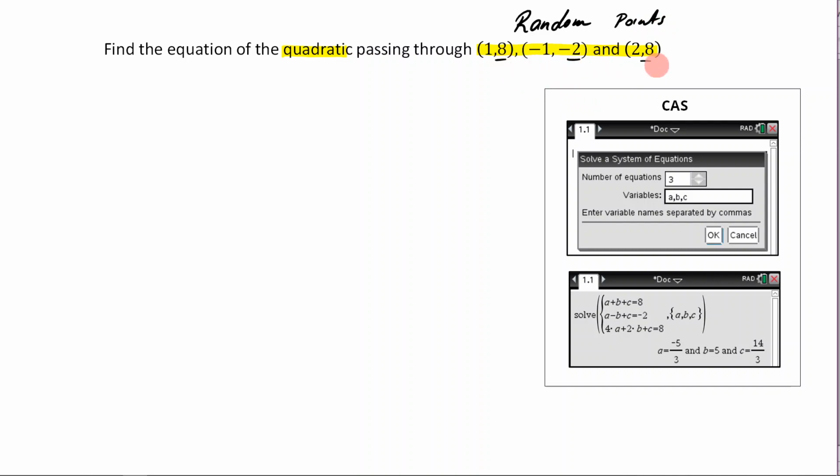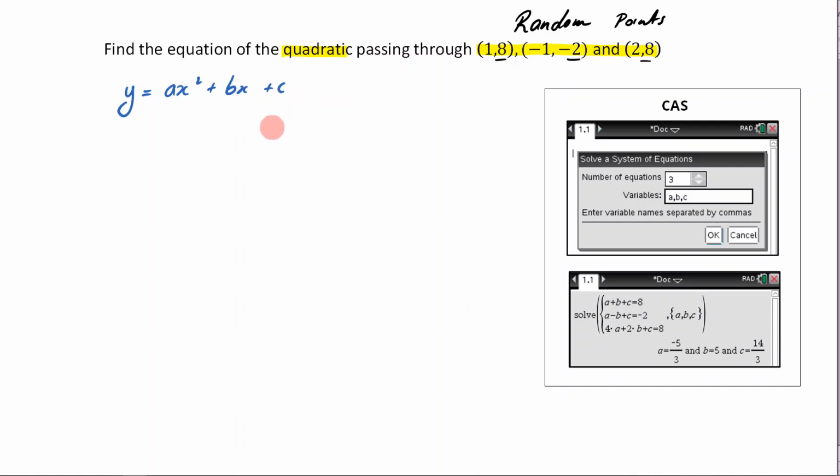Now, are they turning points? Potentially, but we don't know. So from our perspective, they're just random points. So if you're given random points, the general form of the quadratic that you're going to use is this: ax squared plus bx plus c.